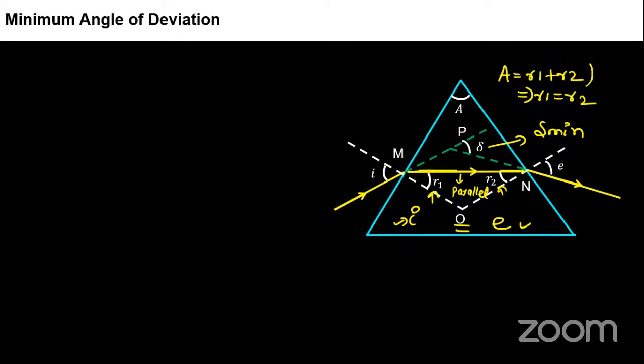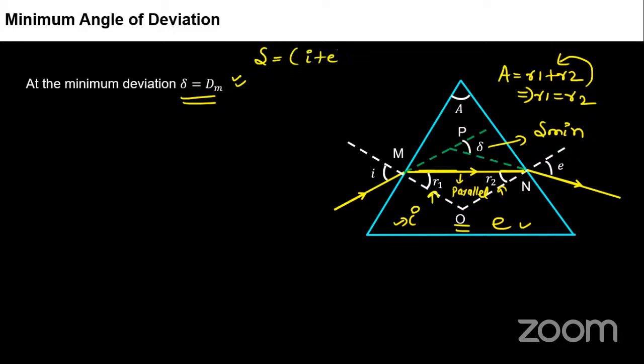And then you have to put the value. I will show you the printed version here. At the minimum angle of deviation, that is Dm, I have changed the symbol. We know the common formula: it is I plus E minus angle of prism. Now if I want the minimum, I am using this symbol Dm.